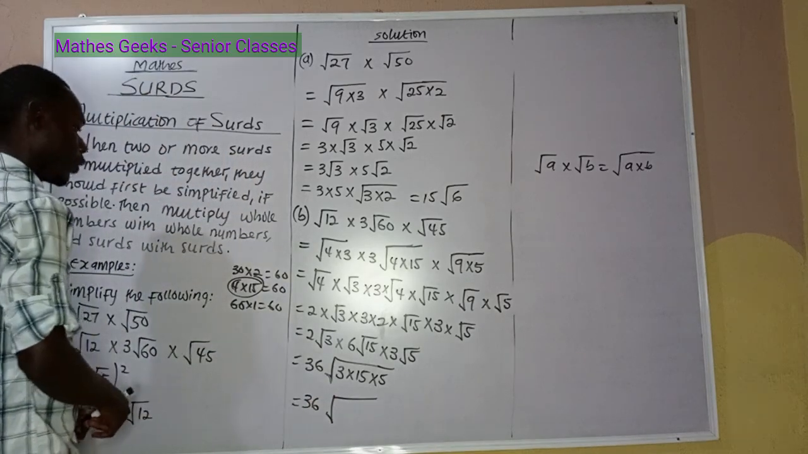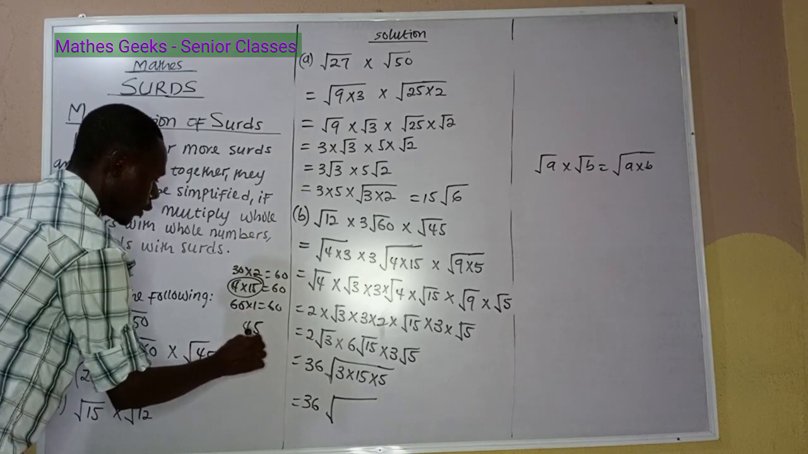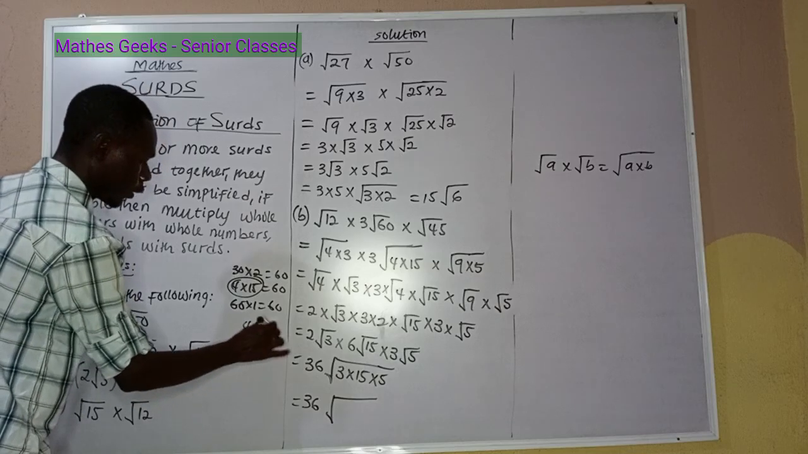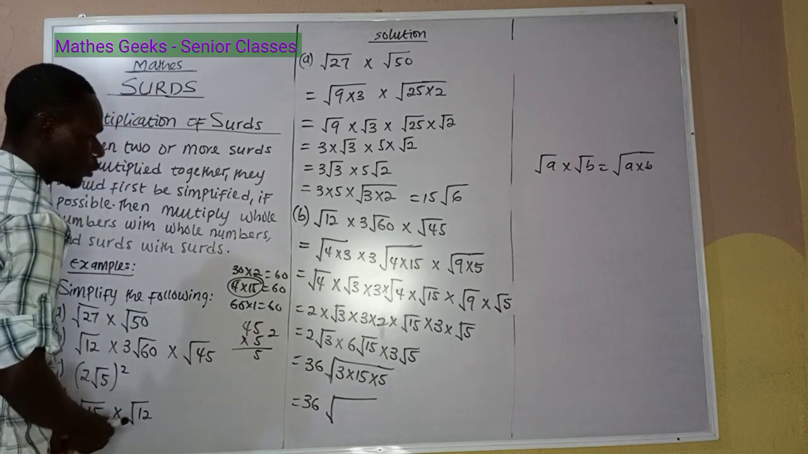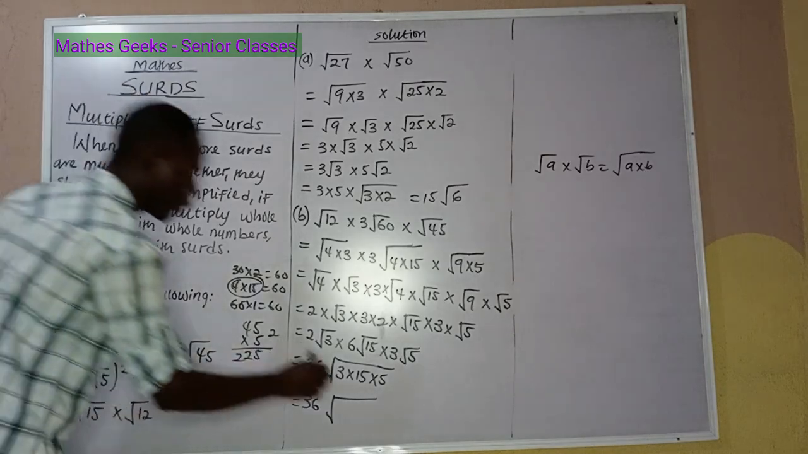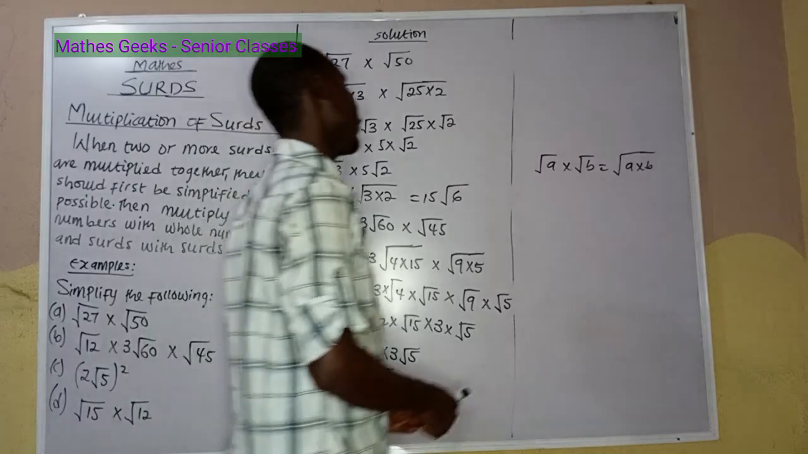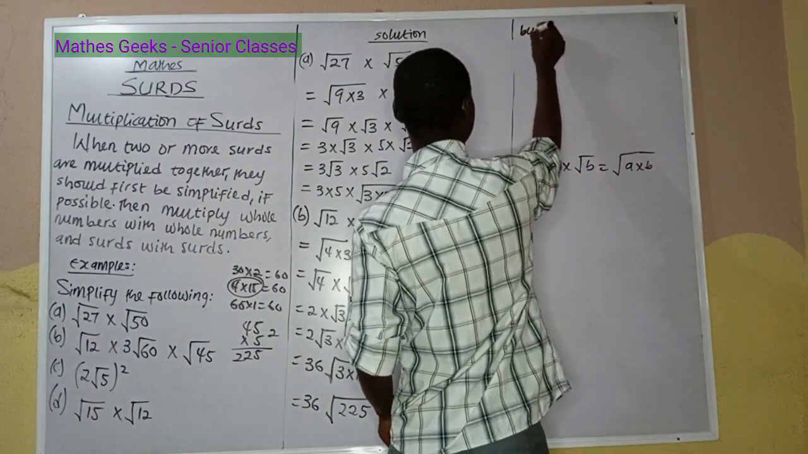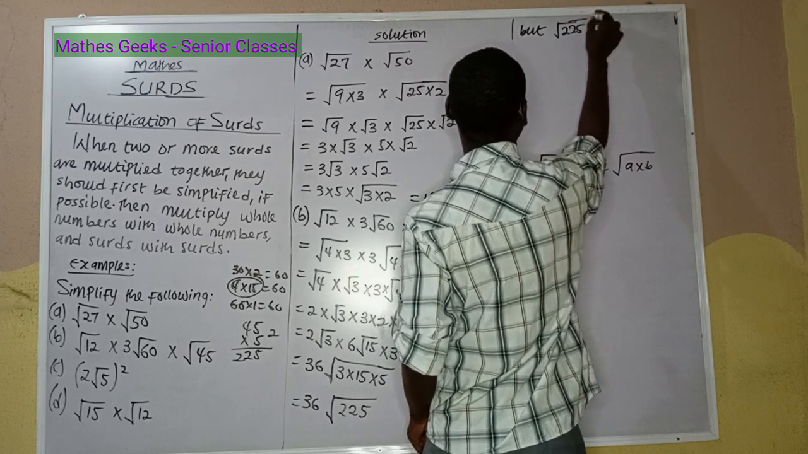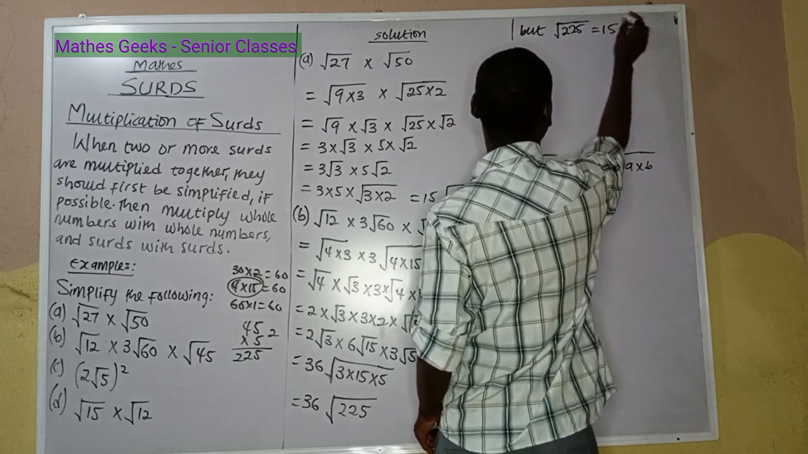Okay, 3 times 15 will give us 45. So what would 45 times 5 give us? Let's find out. 45 times 5. So 5 times 5 is 25, carry 2. 5 times 4 is 20 plus 2 is 22. That's 225. 225 is a perfect square, so I'm going to say root 225, since it is a perfect square, is equal to 15.